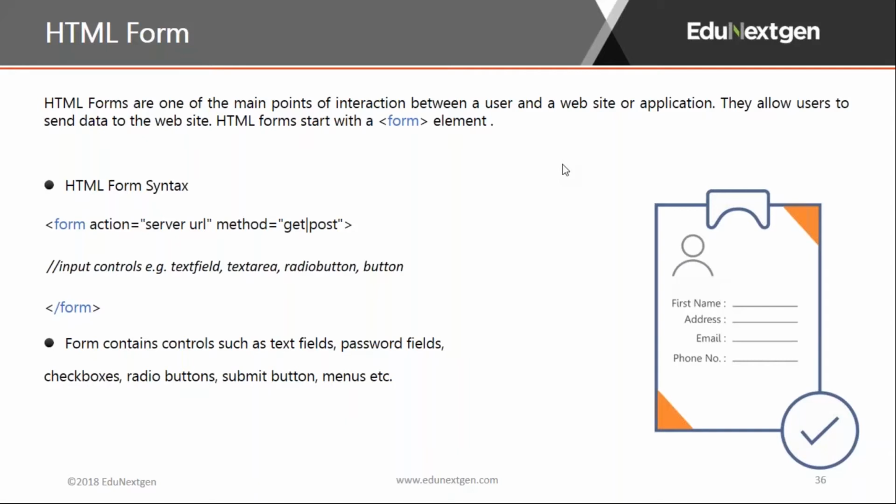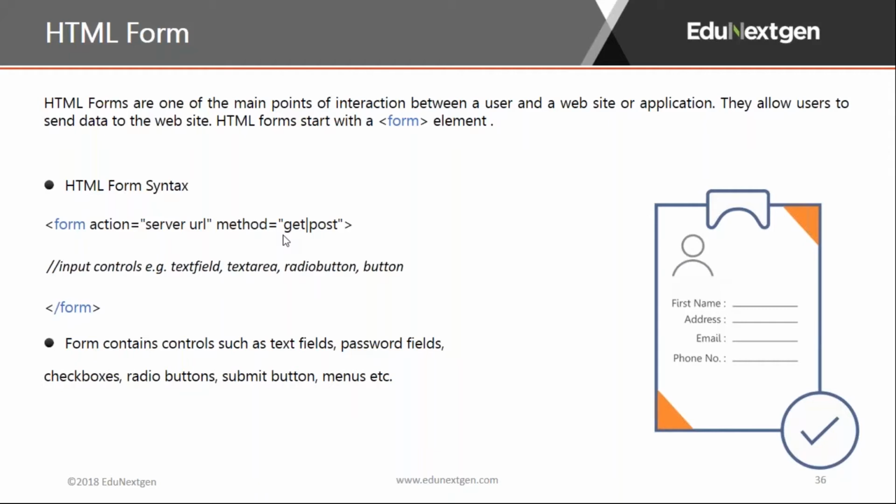As we can see in the syntax of the form, we have an action as an attribute. In that attribute, one URL will be given. That URL is of a script, like a PHP program or some kind of server-side scripting language that will process the data submitted through the form. And this form has one more attribute, method, and this method has two values, get or post.